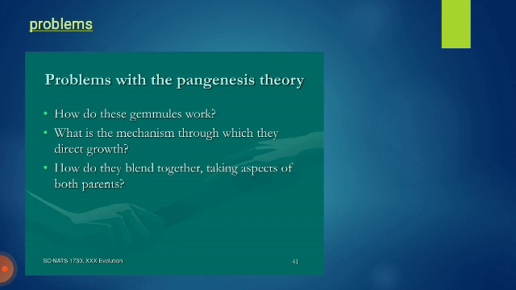So here we have some problems in the pangenesis theory. The first problem is how do these gemmules work? Next, what is the mechanism through which they direct growth? How do they blend together, taking aspects of both parents? I will discuss these problems in the next video.